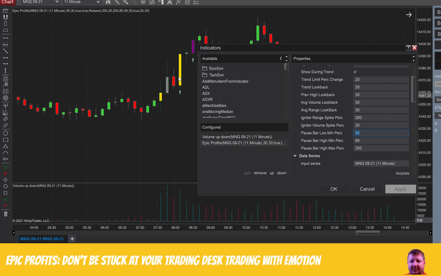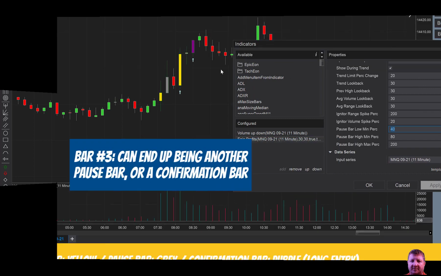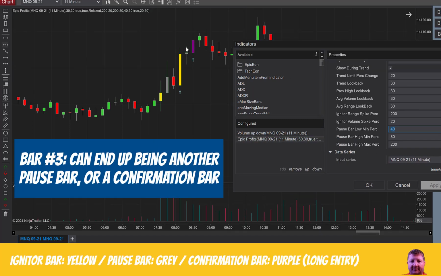Here you have the same example. It became an igniting bar, you have a pause bar, you have the confirmation. Why is it confirmation? Because it went above this candle and this pause bar was valid. If we increase this a bit from 50%, and we change this to be maybe even on the igniting bar, maybe like 250 or 300, you'll see where this changes in the setups.